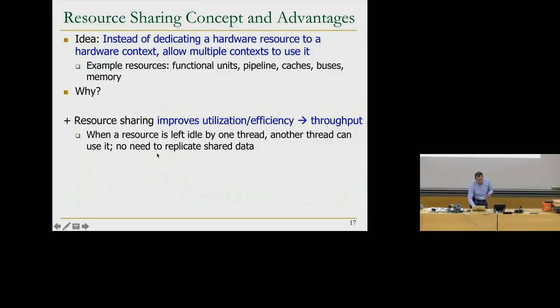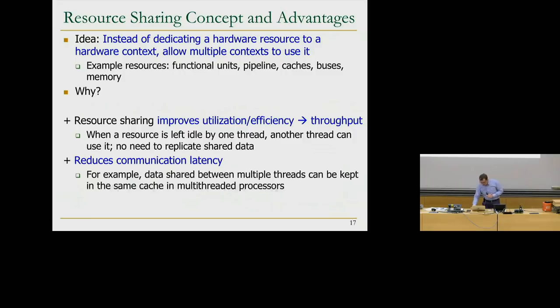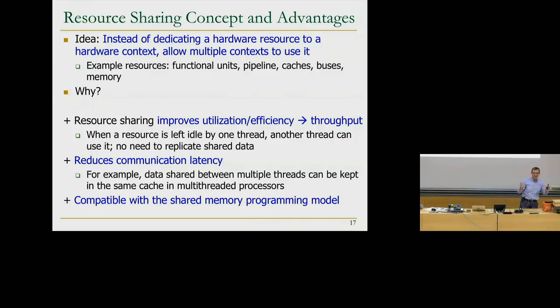And also, there's another advantage. If you share, there's no need to replicate the shared data. If threads access the same data, you don't need to replicate it. This reduces communication latency also because if you have data that's shared between multiple threads, it can be kept in the same cache when those multiple threads access it. The data doesn't need to move from cache to cache. This is going to be even more interesting when we talk about cache coherence in a little bit. And also, if you're doing shared memory programming, which you've seen in some other courses, or you will see, this is compatible with that shared memory programming model. In the shared memory programming model, each thread can access a memory location. They can say, I would like to access memory location A, and that location A is the same for all threads.